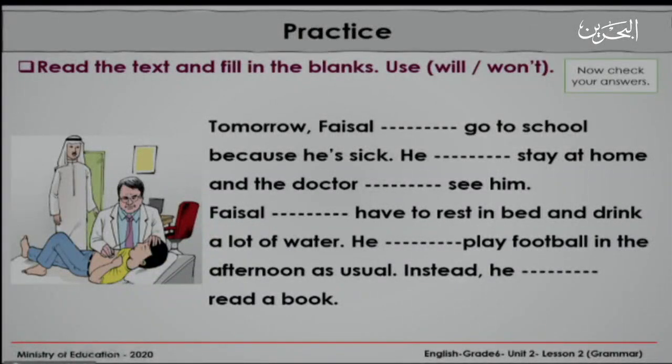Now, let's check your answers. Tomorrow, Faisal won't go to school because he's sick. He will stay at home and the doctor will see him. Faisal will have to rest in bed and drink a lot of water. He wants to play football in the afternoon as usual. Instead, he will read a book.